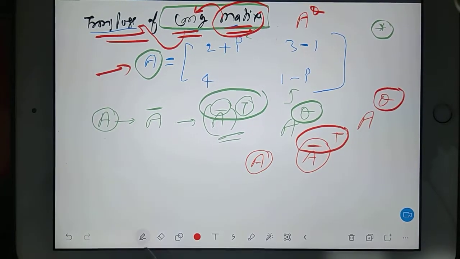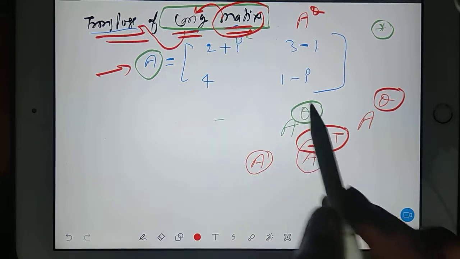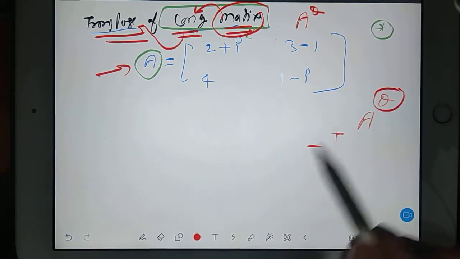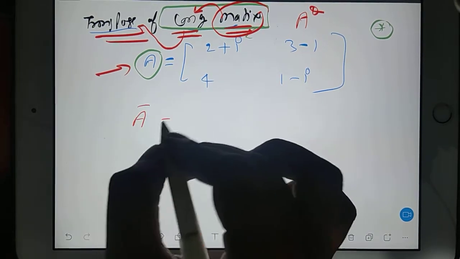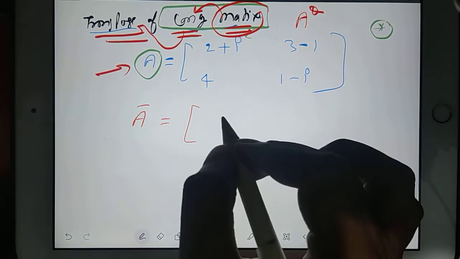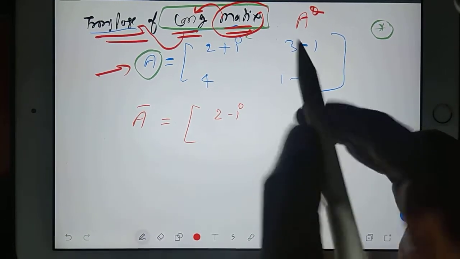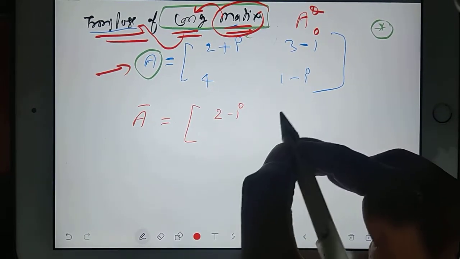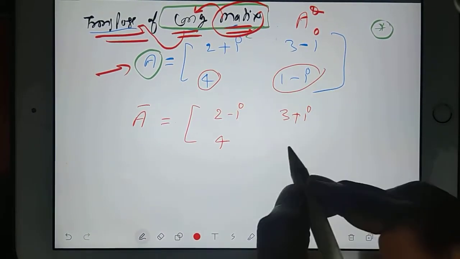For the given matrix, if I have to find A power theta, it means the transpose of the conjugate, then it is very easy. First you find A bar. How will you find A bar? A bar means 2 minus i: change the i to minus i. And this is actually 3 minus i, so 3 plus i, and there is no i, so 4 will be 4 as it is. This will be 1 plus i.